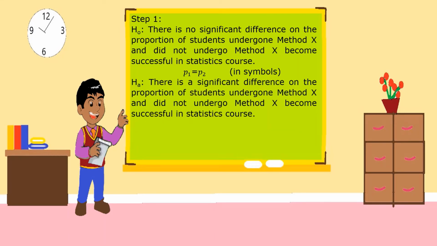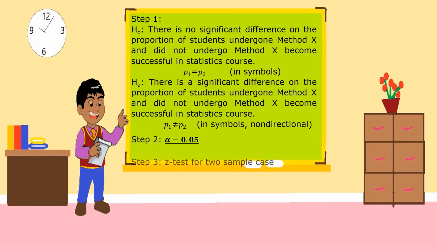In our alternative hypothesis, there's a significant difference in the proportion of students who underwent method X and did not undergo method X becoming successful in the statistics course, meaning P sub 1 is not equal to P sub 2, and it is non-directional. So our level of significance is 0.05, and in step 3, our appropriate test statistic is the z-test for two sample case or z-test for independent proportions.